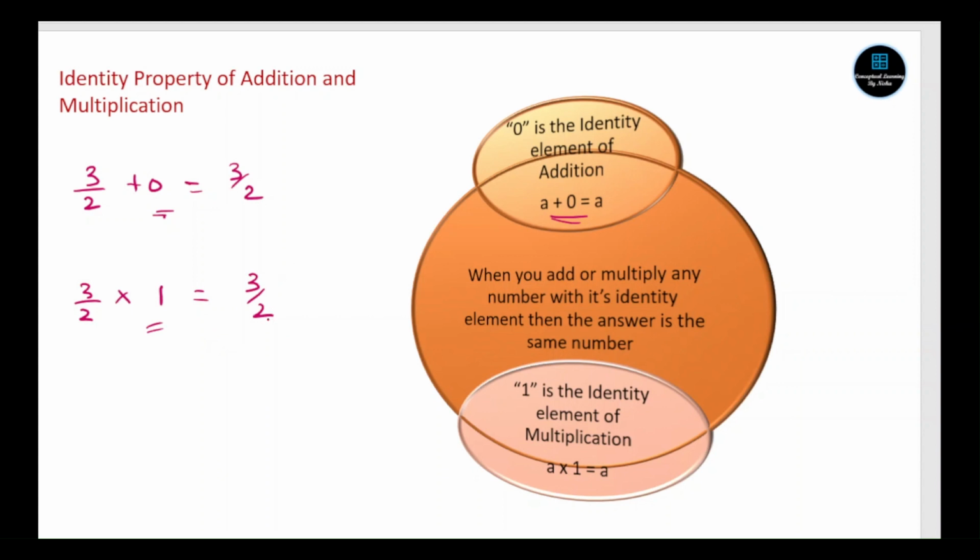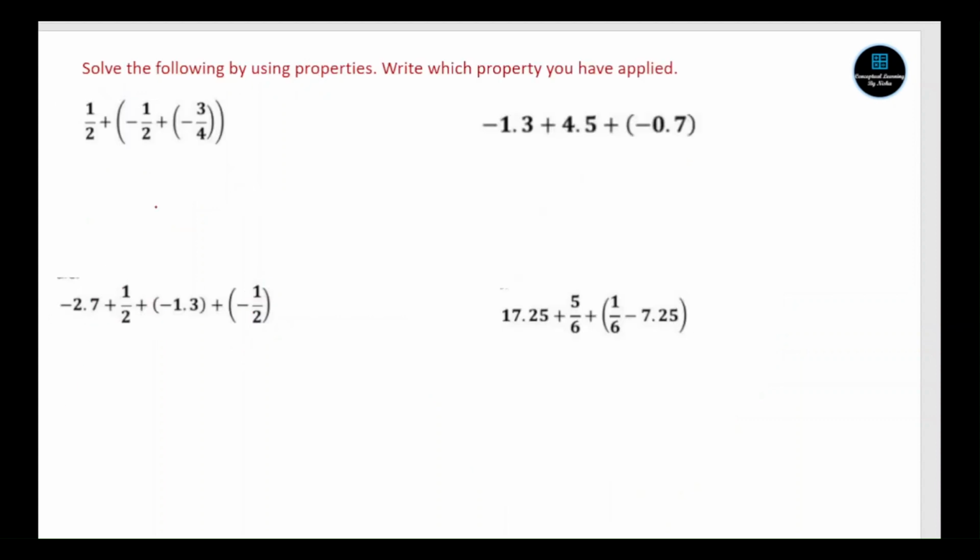Now I hope you understood these properties. So let's solve some questions based on them. Just observe this, these are very easy to solve. Now just understand, can I apply the associative property here? Yes, I can. So first of all, if I solve this, 1 half minus 1 half plus minus 3 over 4, what do we get? This is going to be cancelled out, 0, and then my answer is just negative 3/4.